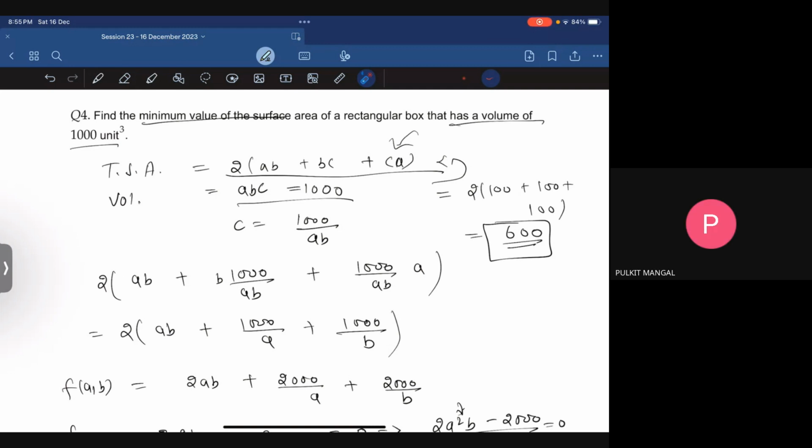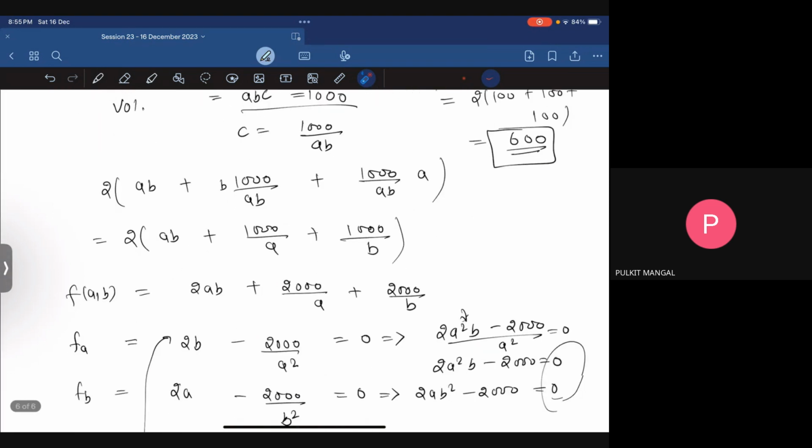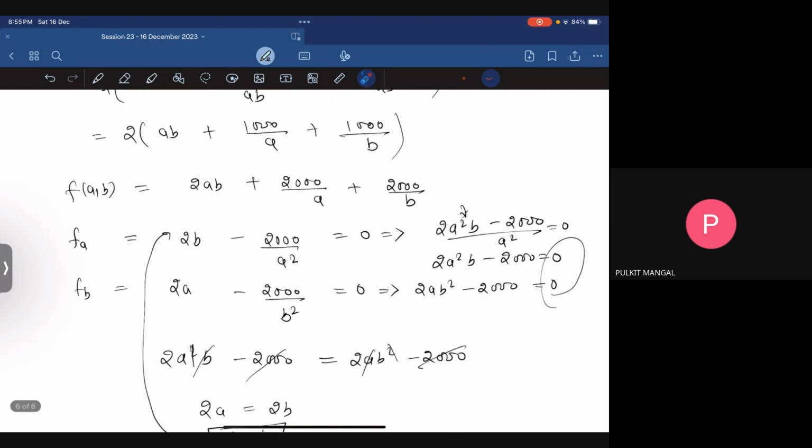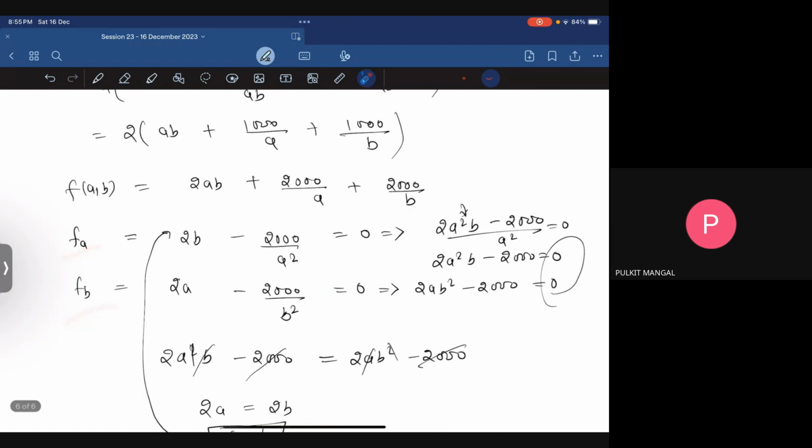So I just replace the C variable from here with 1000 by AB. So this would be my simplified form of my function. I want this function to have the minimum value. For that, we found the critical points f_a and f_b.